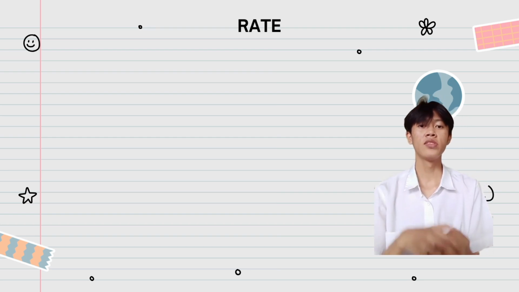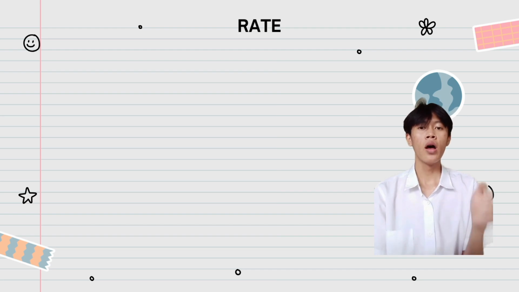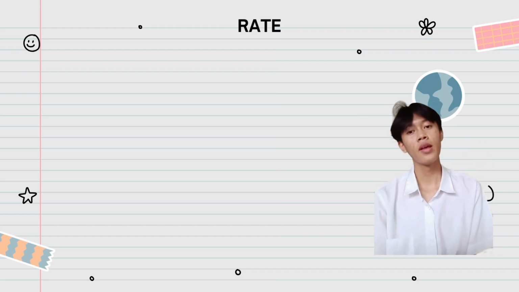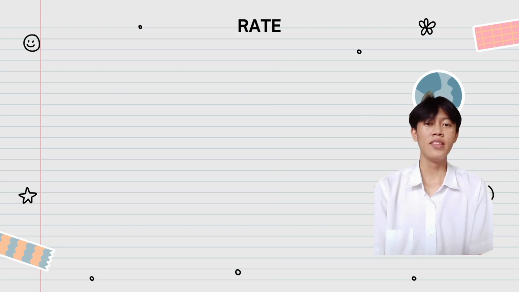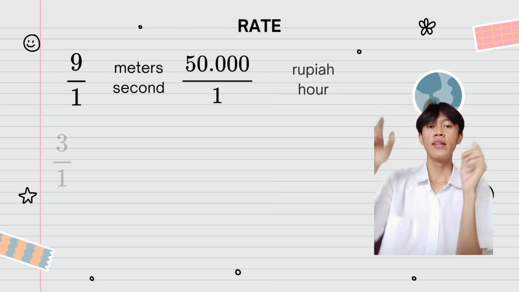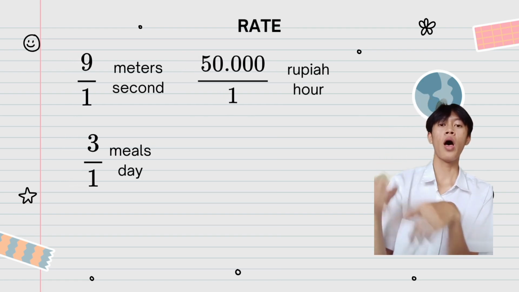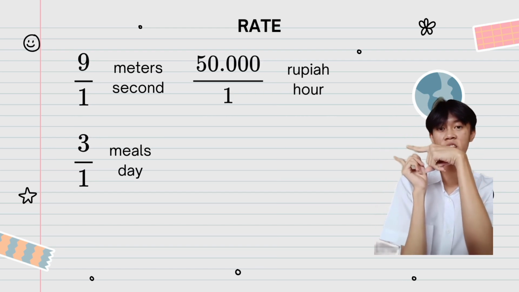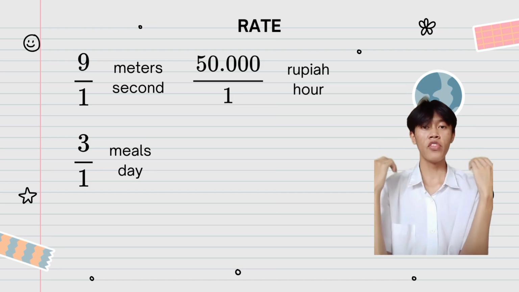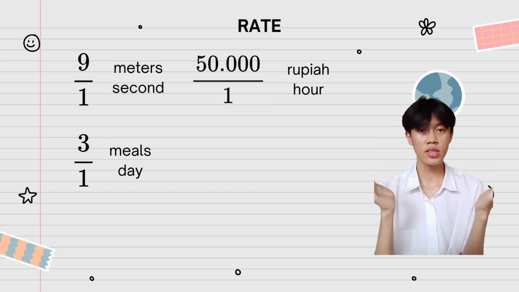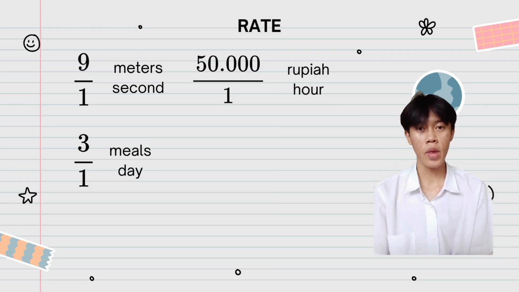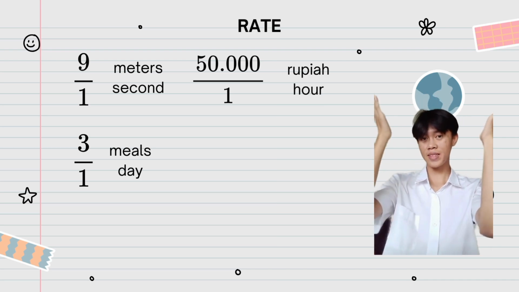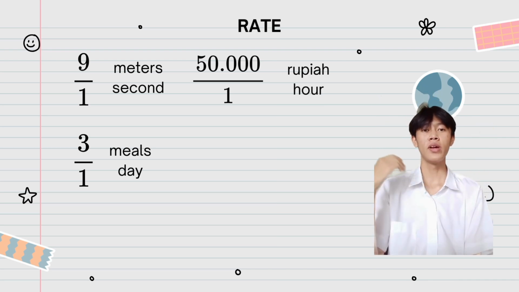So, how much of some quantity relates to one unit of another quantity? A rate is just a ratio that usually involves a period of time. Here are some common examples of rates: 9 meters per second, 50,000 rupiah per hour, 3 meals per day. Notice that the bottom number in each of these ratios relates to a period of time: second, hour, day. And that's why we call them rates.